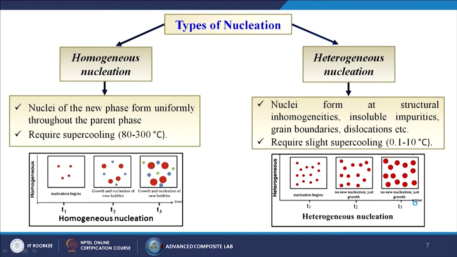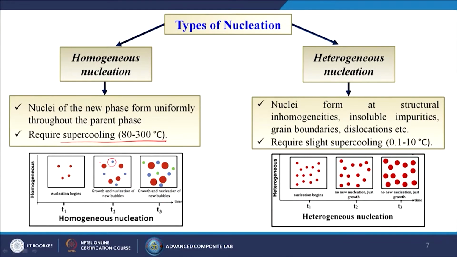Now, there are two types of nucleation, one is called homogeneous nucleation, another one is called heterogeneous nucleation. What is homogeneous nucleation? First I will tell you the theory. Nuclei of the new phase form uniformly throughout the parent phase, and require supercooling of 80 to 300 degrees centigrade. From this image you can understand that at time t1 the nucleation begins, meaning small particles or atoms have formed, and then after that growth and nucleation. Whatever has formed earlier becomes bigger and bigger, and also some new phases or new atoms are still forming. Like this, it is called homogeneous.